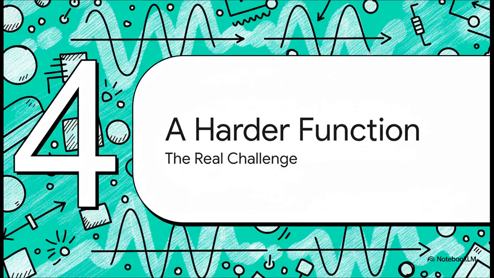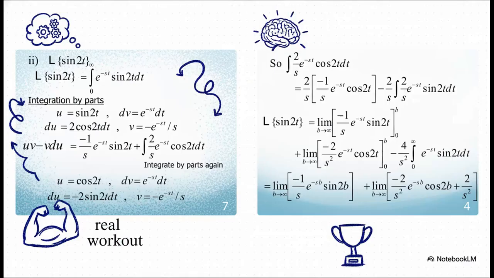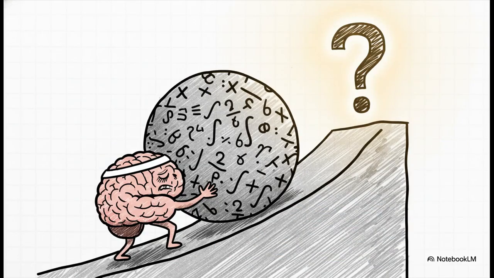Let's try a sine wave, the kind of thing that shows up literally everywhere in physics and engineering. So for a function like sine of 2t, the process gets, well, intense is an understatement. You have to use integration by parts, not just once, but twice. It creates this kind of weird algebraic loop you have to solve for. It is a genuine mathematical workout. I mean, just look at all those steps. All that calculus, all that careful algebra.